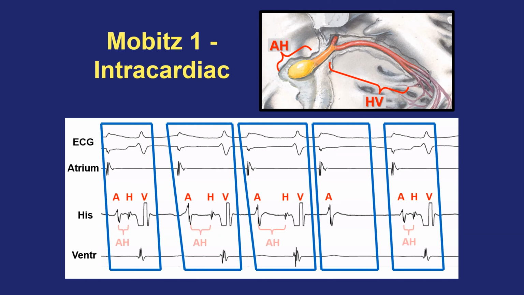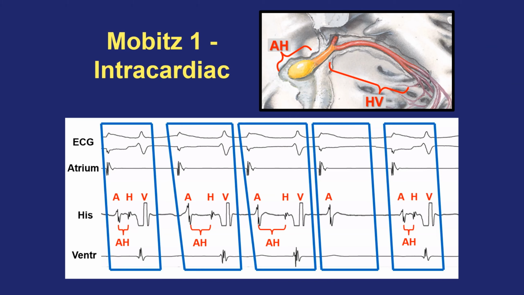Notice that as the PR interval prolongs on the surface, it is the AH interval on the intracardiac recordings that is prolonging, where the HV interval is staying constant. This tells us that the point of prolongation is in the AV node and not in the His-Purkinje system.